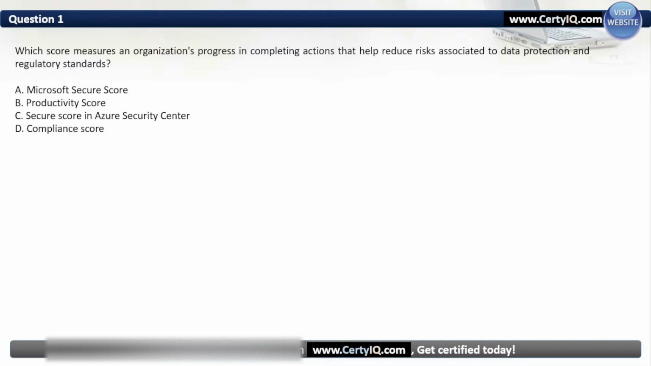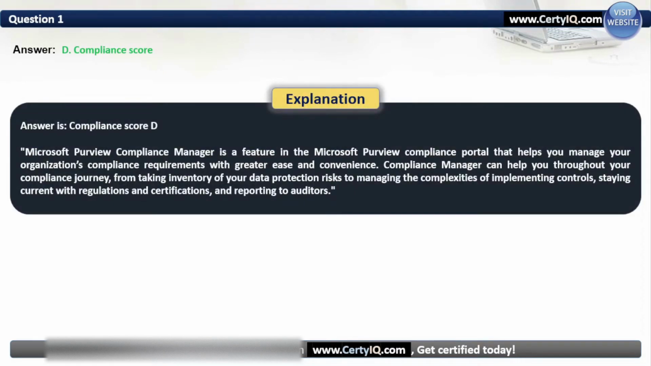Question 1. Which score measures an organization's progress in completing actions that help reduce risks associated to data protection and regulatory standards? The correct answer is D. Compliance score. Answer is compliance score. That is D.